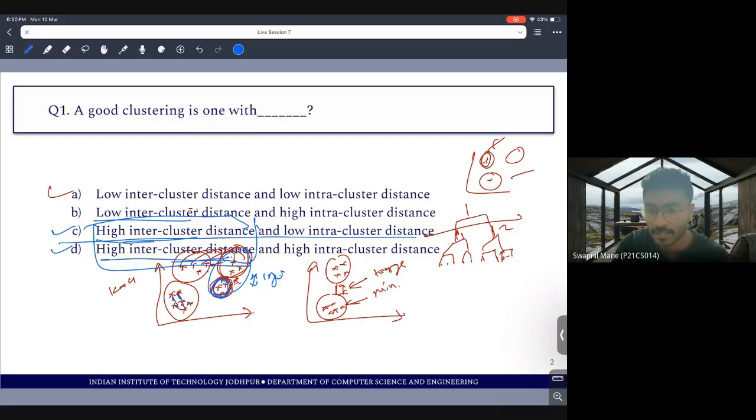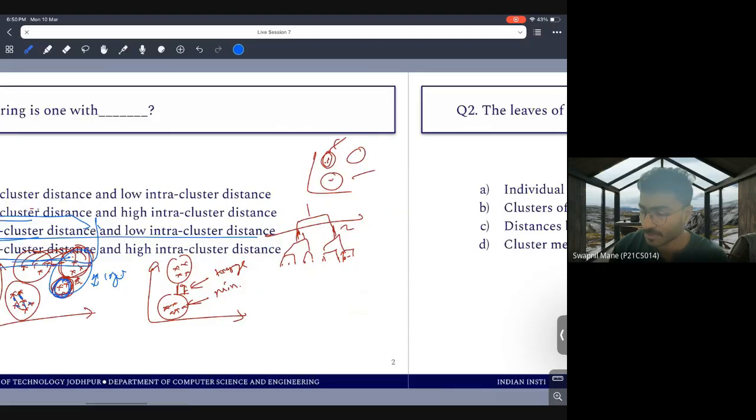Yeah, someone has already answered that. Yeah, that's correct. So here option C is correct. Okay. I hope you guys understood. Are there any doubts or questions? Okay, so let's move to the next question.